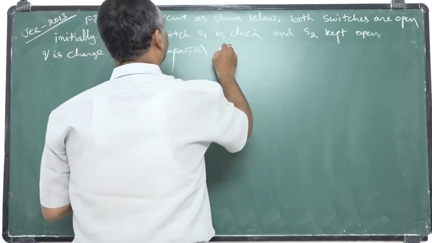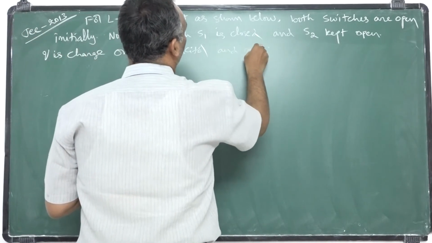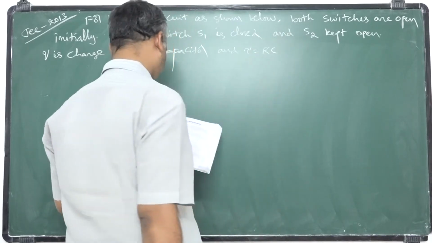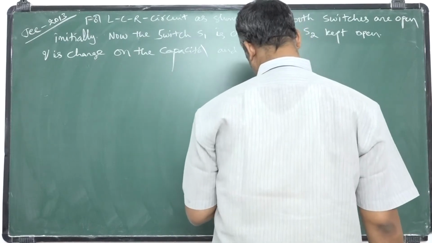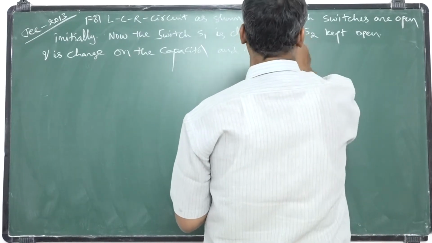And tau is equal to RC, which is the capacitive time constant.